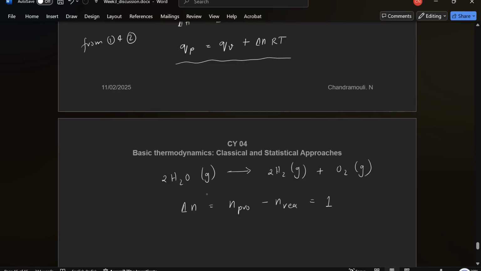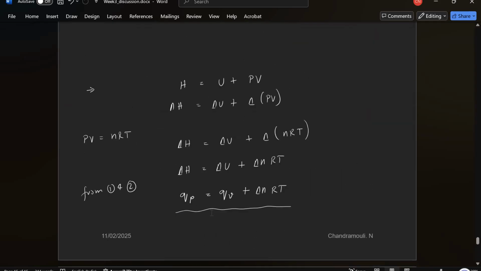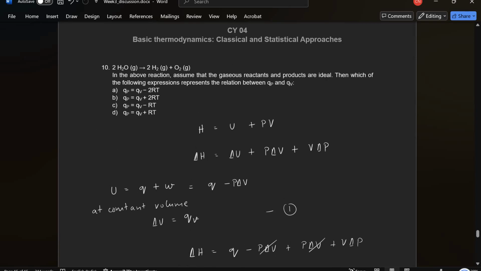So the relation is going to be QP is equal to QV plus 1 times RT. So this is the final equation. Which option is it? It's the D option. Like this you can do it for various reactions. If there are other reactions, we can always do the same for those.